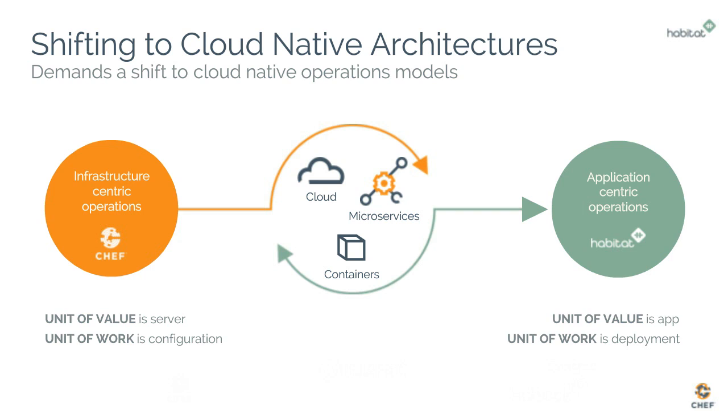So in that situation, when you're standing up a lot of servers and you want to programmatically make sure that they're all getting updated with their underlying operating systems maintained and updated, in that situation, the unit of value is the server itself, the physical server or the virtual server, and the unit of work is configuring that server so that it can do the jobs you need it to do.